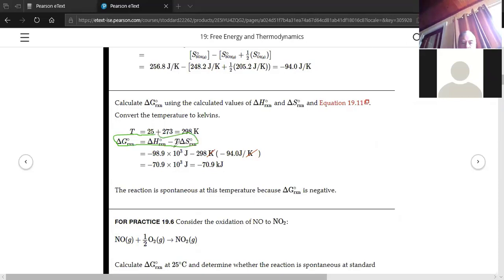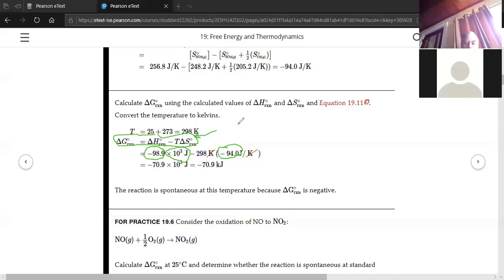They have the delta H is a negative value. Remember, it was minus 98.9 kilojoules that they calculated, but the delta S was minus 94 joules. So the only way that you can do that and make the units consistent is to convert them both to the same units. So here they choose to convert the delta H to joules by multiplying by this 10 to the third in there. So you got to be a little careful about units when you use this Gibbs free energy equation.